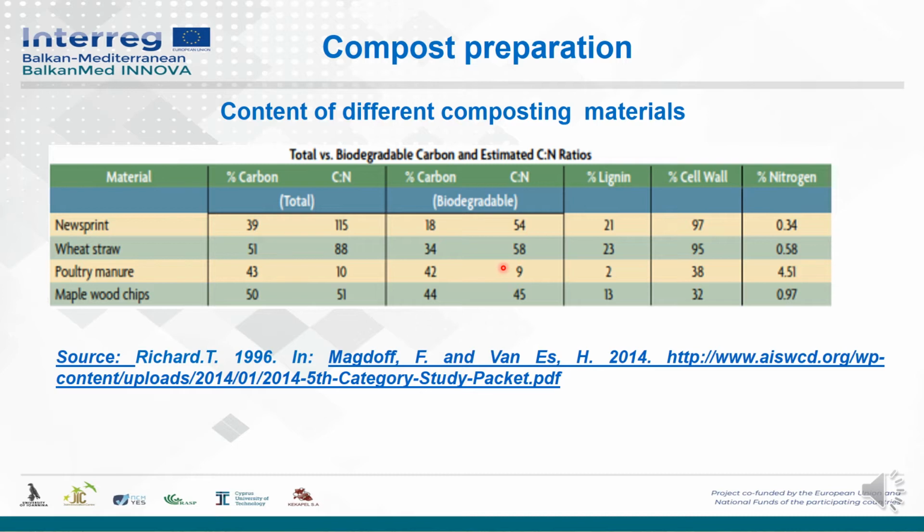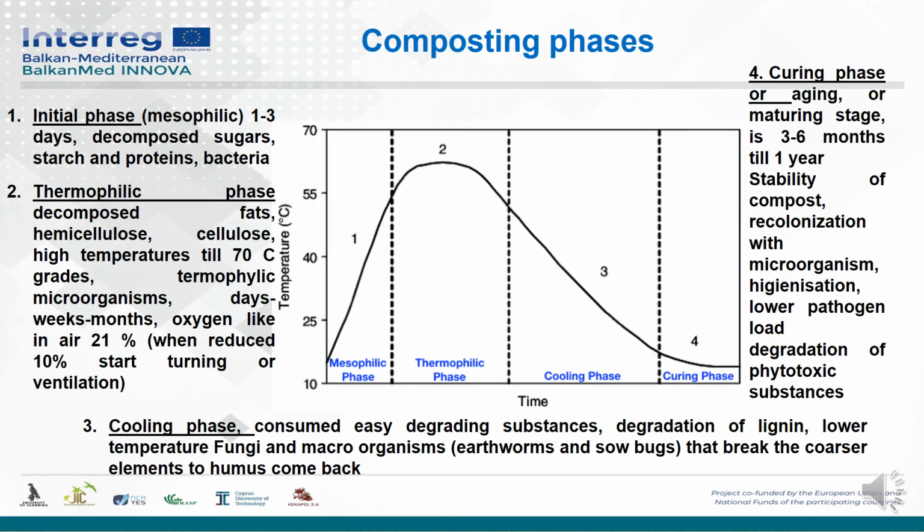Regarding the biodegradable part, here was the total part, and here we have the part that can be biodegraded, and here we have the percentage of lignin, percentage of cell wall, and percentage of nitrogen. I wanted to explain here, in more detail, the composting phases. In the previous slide, I showed schematically how the composting process works, with a focus on the elements that were taking part in it.